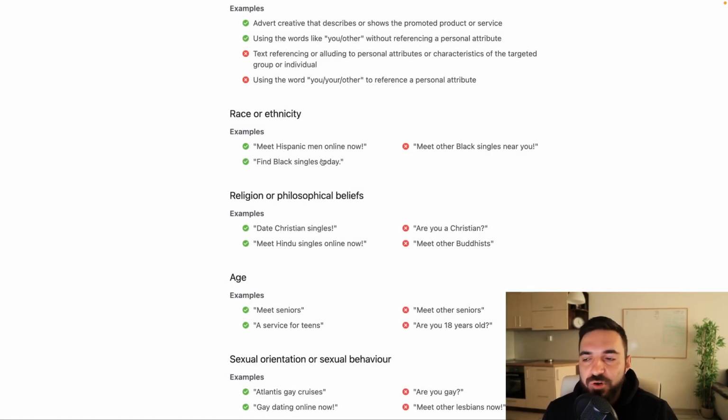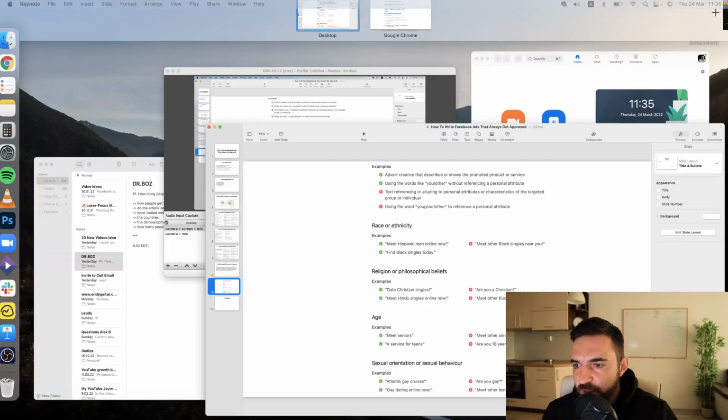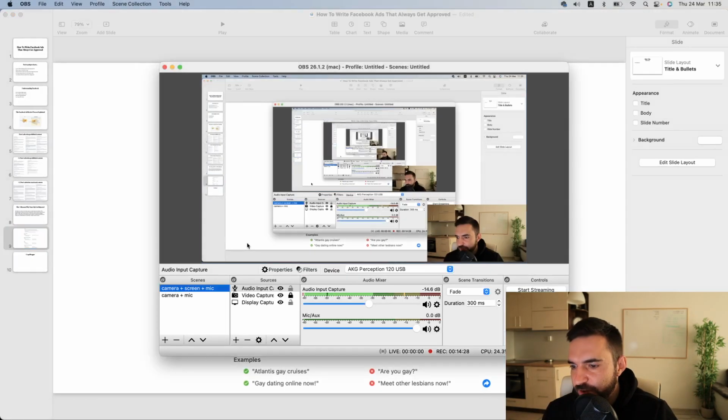Make sure you read the advertising policy. Let me switch the cameras right now. So I'm gonna switch the camera. And yeah, just try to run ads that are compliant, because if you just have one very bad ad, you're risking your whole business being rejected.